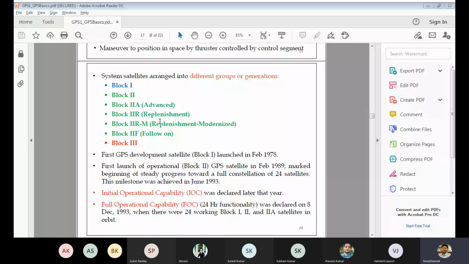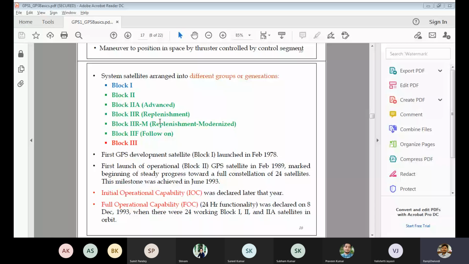Additional modification resulted in satellite Block IIA, which is advanced. The satellite can provide about 6 weeks of positioning service without any contact from control. So you could see it is going from 3 to 4 days, to 3 to 4 weeks or maybe more, 6 weeks. In 1 week you have 7 days, so 6 weeks means 42 days. And so it has 6 weeks of positioning service without any contact from the control segment.